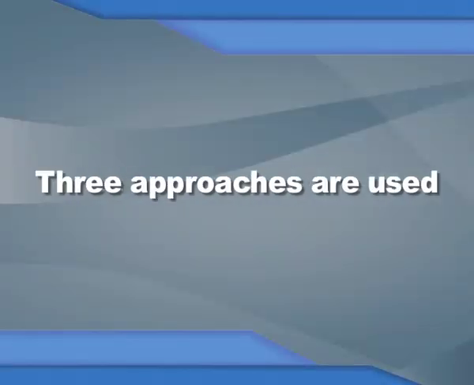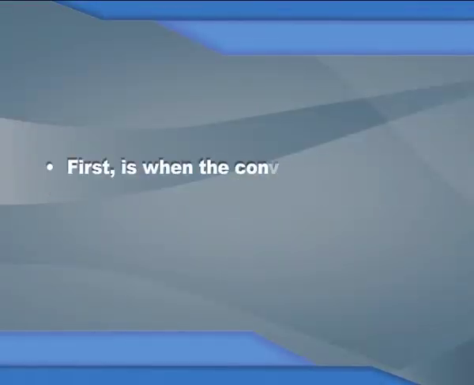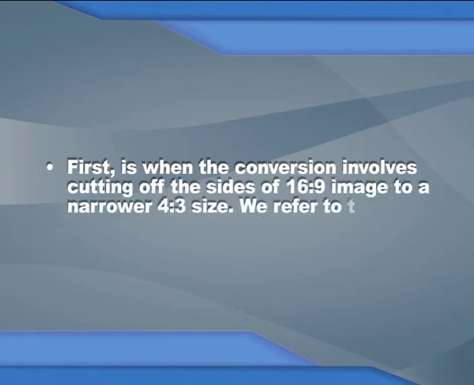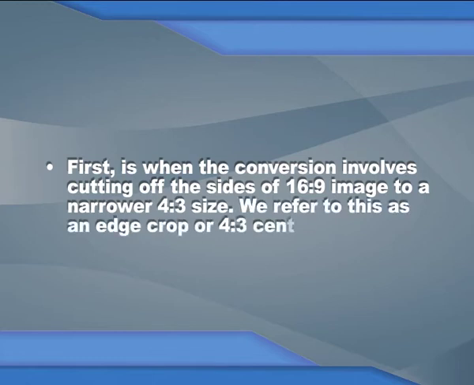Converting widescreen formats. Production facilities make the conversion of 16:9 HDTV or DTV images to the standard 4:3 aspect ratio in the same way they convert widescreen films to television. Three approaches are used. First is when the conversion involves cutting off the sides of the 16:9 image to a narrower 4:3 size. We refer to this as an edge crop or 4:3 center cut.